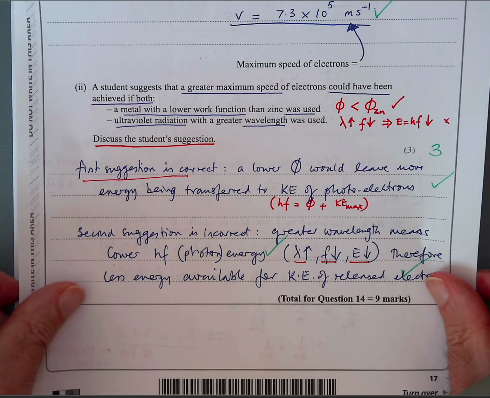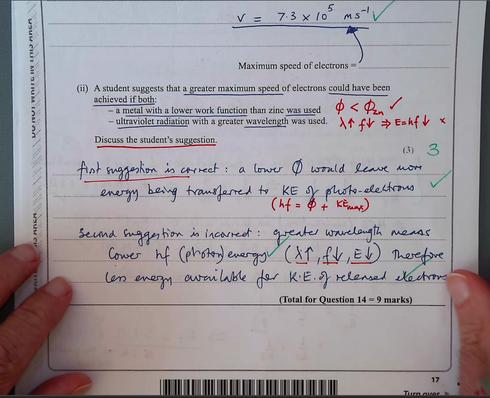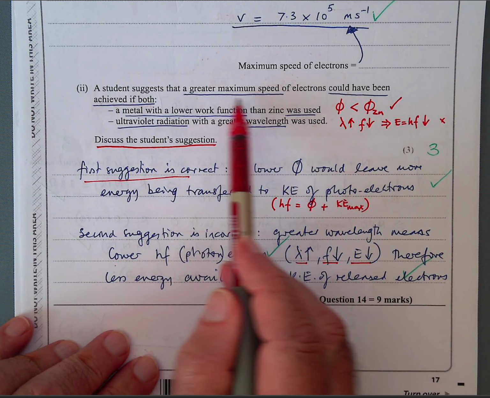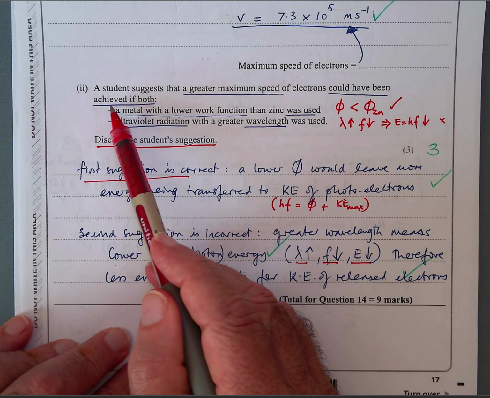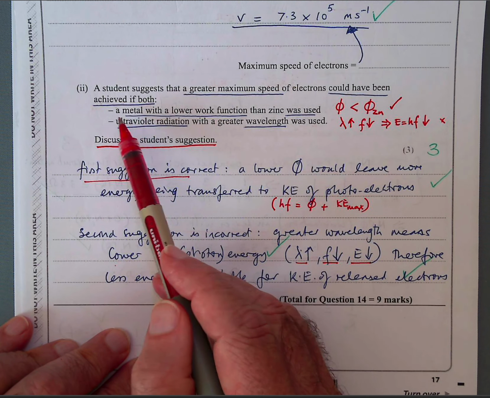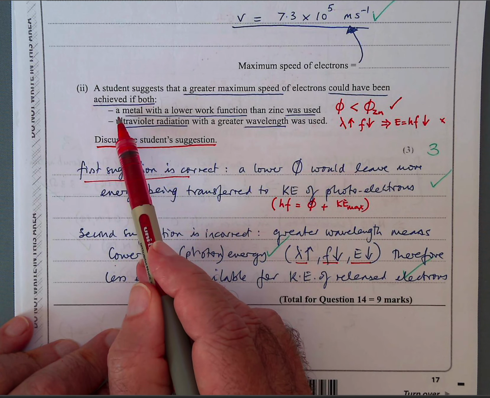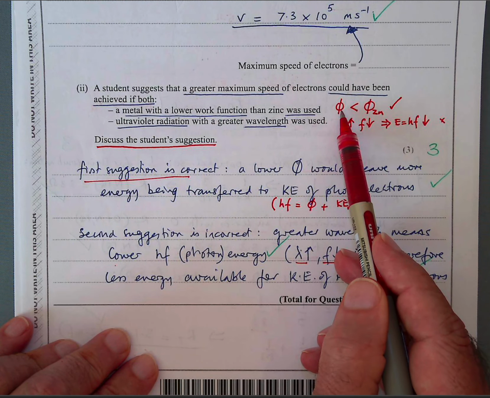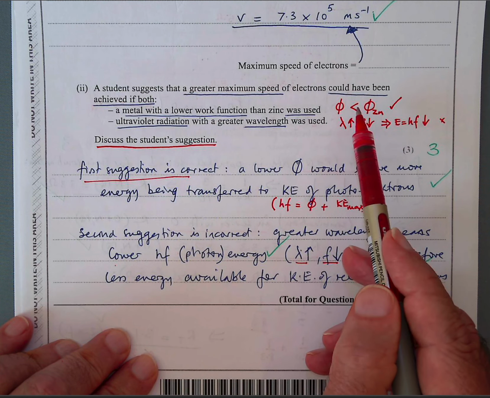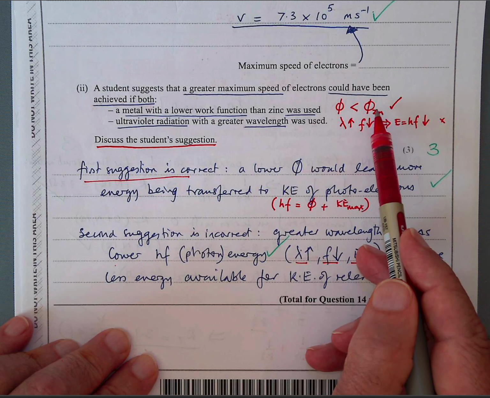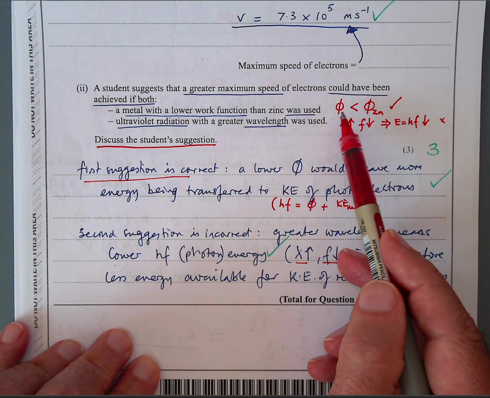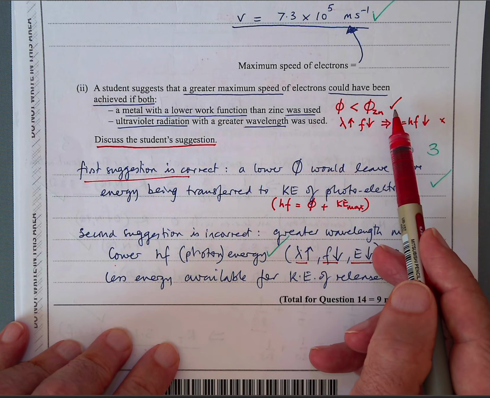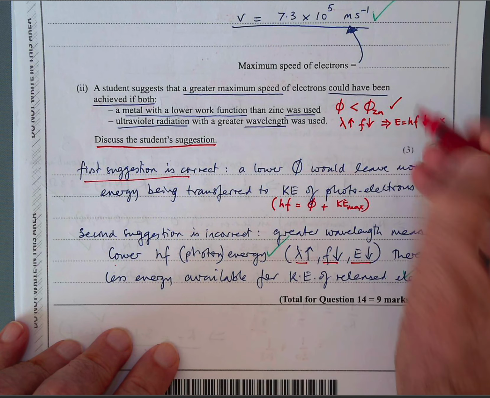This is the photoelectric equation that you need to be familiar with, and it's given to you in the exam sheet. A student then suggests that a greater maximum speed of electrons could have been achieved if the following conditions are both correct. A metal with a lower work function than zinc was used. Well, that's correct, because if the work function of this other metal is less than the work function of zinc, it means the minimum energy required to get to the surface of the metal is less than it would be for zinc. That means there's more excess energy left, which will go to kinetic energy.